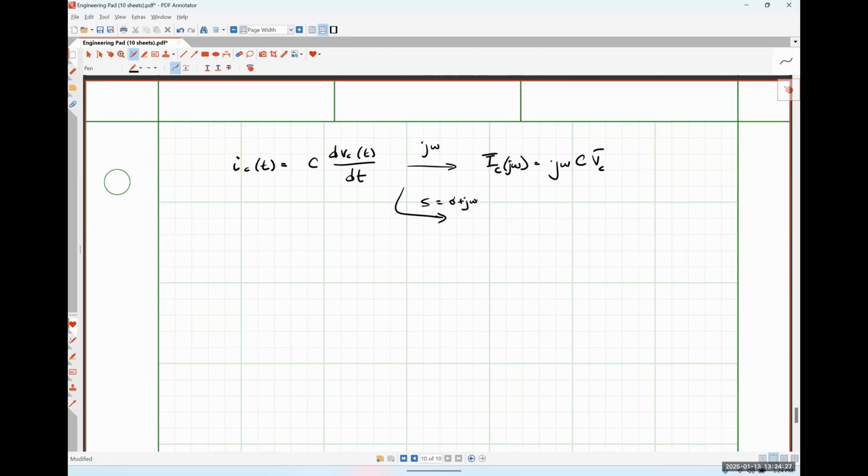And then the j omega part represents how our signal will oscillate as a function of time. And so that same relationship as a function of S would effectively just be SCV, which is where that came from. So three different ways of describing the same thing, which is just the current flowing through a parallel plate capacitor.